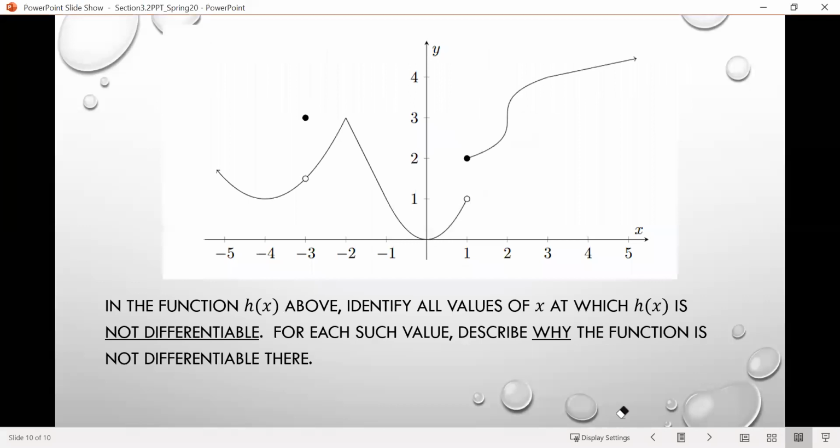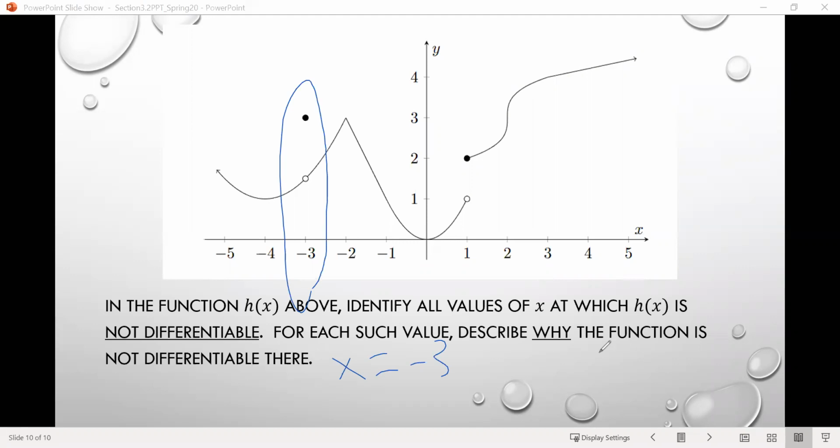So let's look at an example of identifying places where a function is not differentiable. So remember, we have those three criteria. It's either not continuous at that point, there's a sharp point at the point, or there is a vertical tangent line. So if we look at this, we see some points where the function will not be differentiable. Well, I think that one that I see is at x equals -3. Why is that?